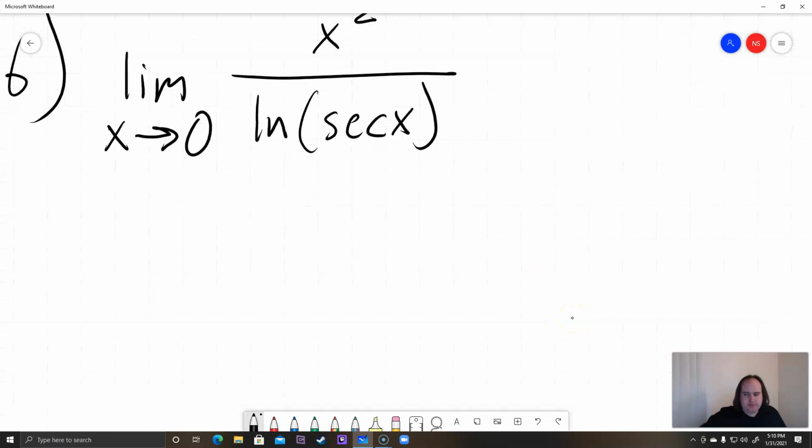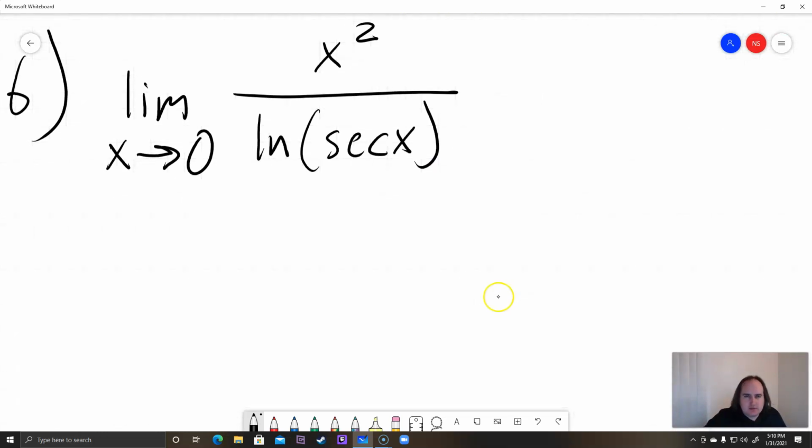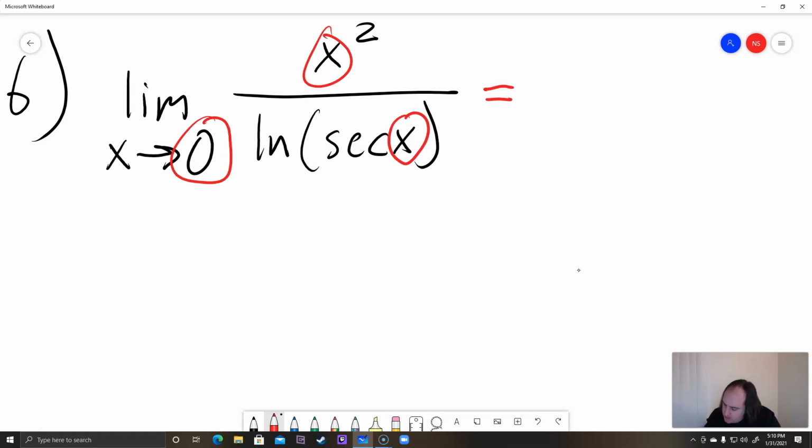For this one, as usual, first we plug stuff in. But it might be a little hard to plug stuff in, so you might have to try to remember a few things. You're also welcome to use a calculator. First we're going to plug in 0 everywhere we see an x. On the top we're going to have 0 squared. On the bottom we're going to have ln of secant of 0.